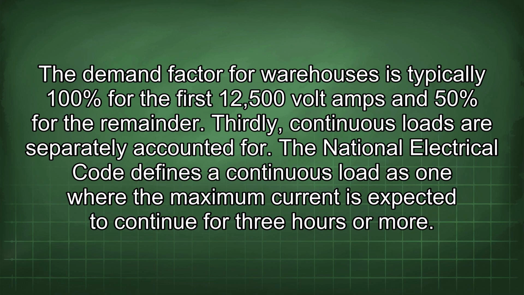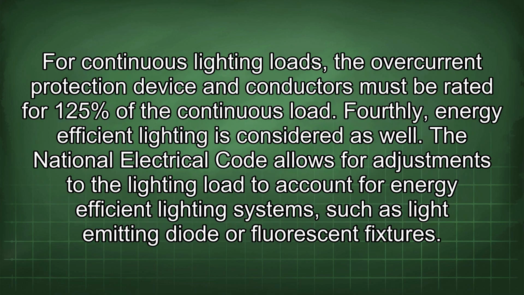Thirdly, continuous loads are separately accounted for. The National Electrical Code defines a continuous load as one where the maximum current is expected to continue for 3 hours or more. For continuous lighting loads, the overcurrent protection device and conductors must be rated for 125% of the continuous load.